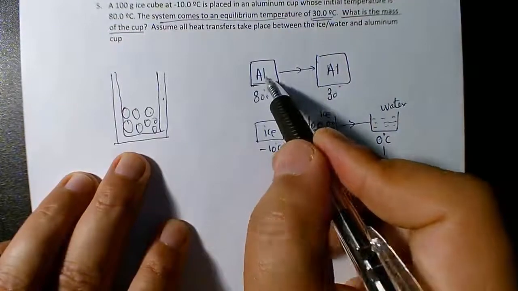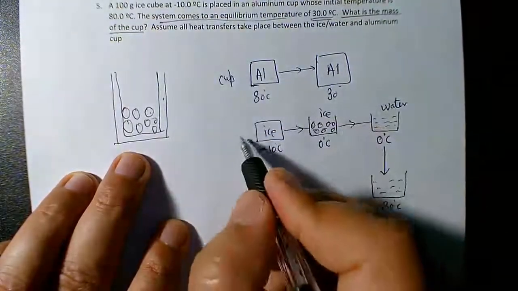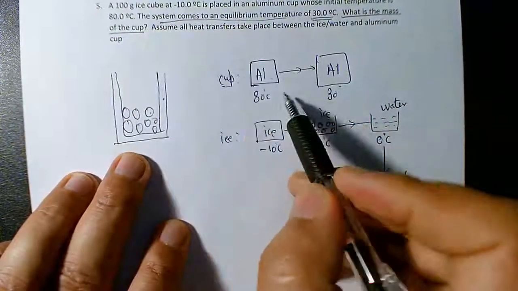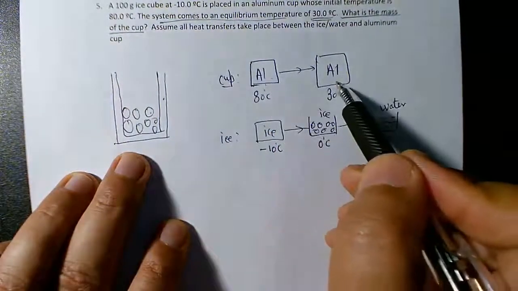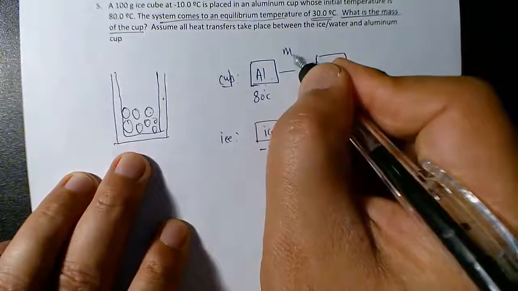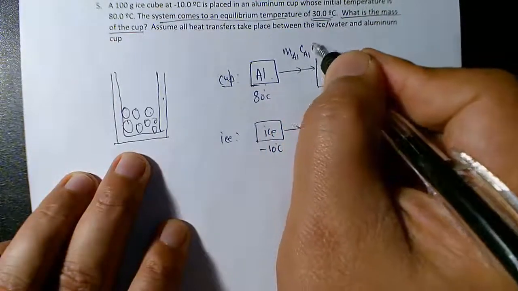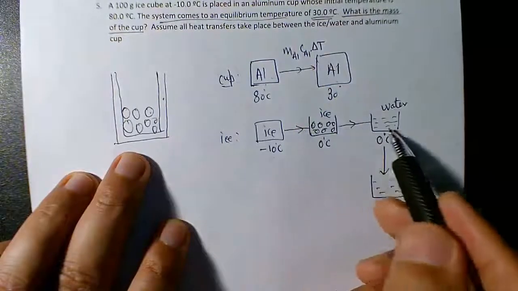So for the aluminum cup, it's easy. It's just one step. So it's cooling down from 80 degrees to 30 degrees. So just MC delta T, M aluminum, C aluminum, delta T, right? But here you have three steps.